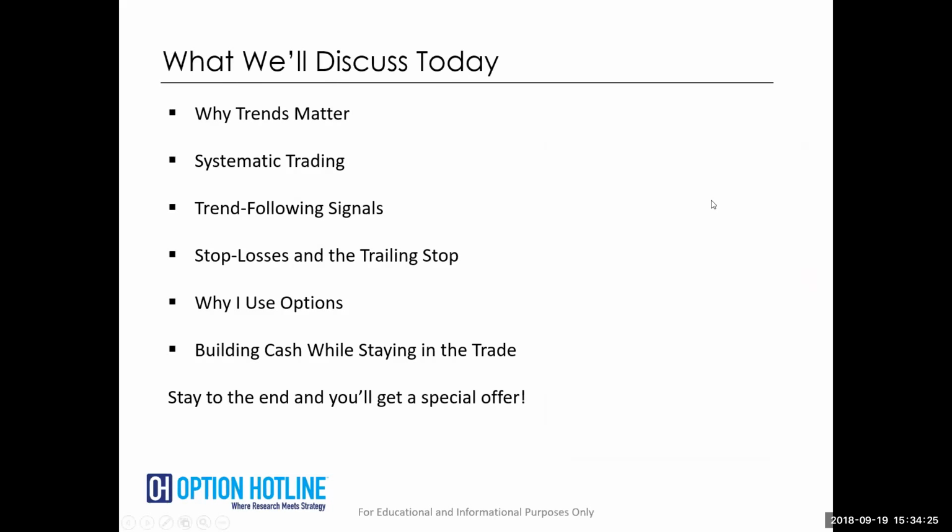So this week, we're going to talk about trend trading and why these trends matter. I'll get into systematic trading because that's incredibly important when we're talking about trend following systems. Then we'll talk about what these trend following signals are that a lot of computers and traders and everybody else use. Introduce the concept of the stop loss and the trailing stop and why those are particularly important in a trend following system. And then I'm going to talk a bit about the options landscape, why I use them for the system, and how I can actually make the trade that much better by using options, building my cash position without actually giving up my leverage.